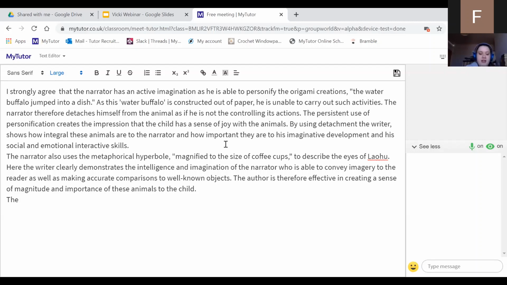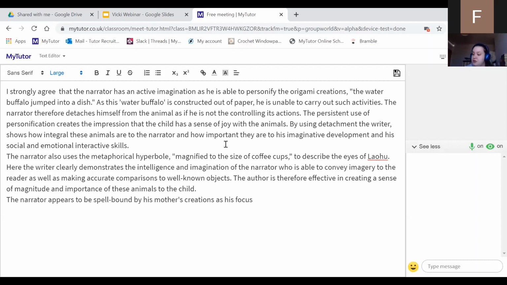Right, so that's both looking at the child has an active imagination. Let's move on then to the second one, so that he's spellbound. So the narrator appears to be spellbound. So again, I'm using vocabulary from the question, by his mother's creations as his focus.